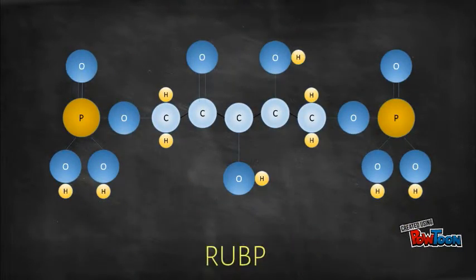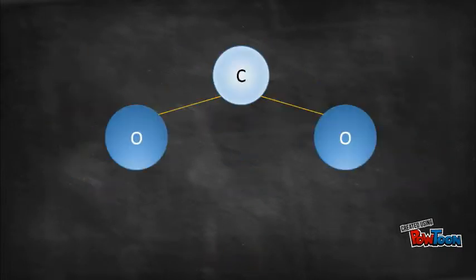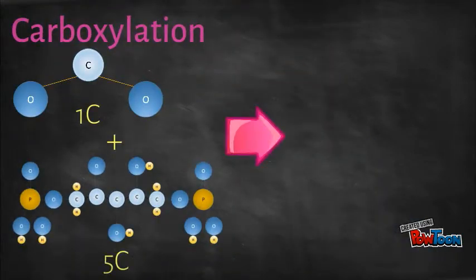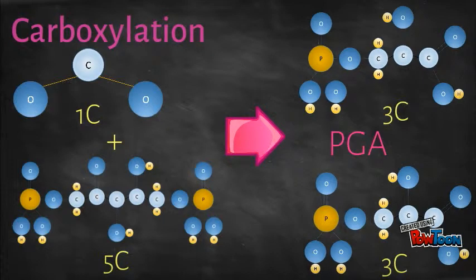The 5-carbon compound RuBP is the first carbon dioxide acceptor. The Calvin cycle begins with the input of carbon dioxide. RuBP reacts with carbon dioxide to form two molecules of the 3-carbon compound PGA.